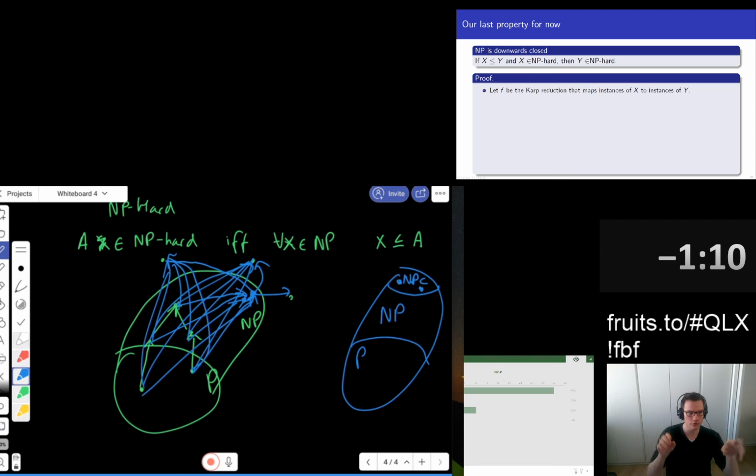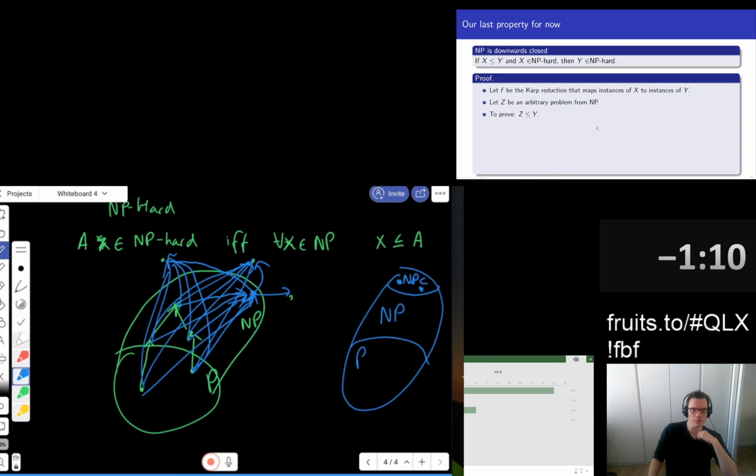If x is reducible to y, and x is NP hard, then y is also NP hard. So this is going the other way around, right? We know something about x, now we can derive something about y. Well, what do we know? If x is reducible to y, there must be some reduction from x to y.